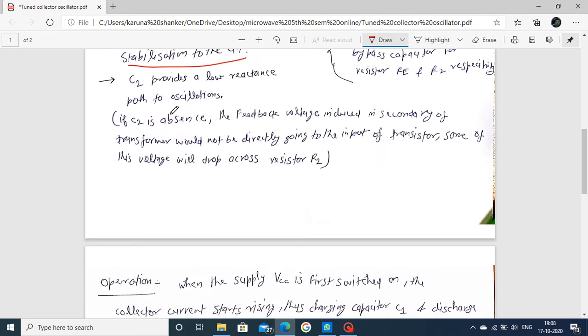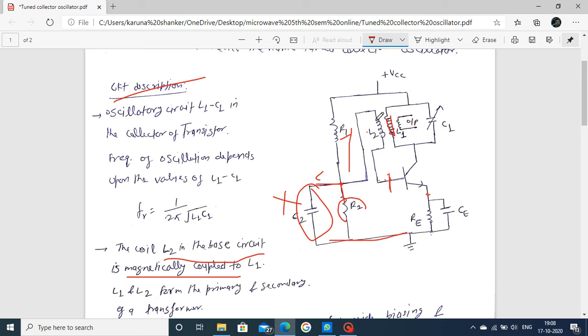C2 provides a low reactance path for oscillations. If C2 is absent, the feedback voltage induced in the secondary of the transformer, also called the induced voltage, would not go directly to the base-emitter terminal of the transistor. It would follow the other path, there would be a voltage drop, and it would not go directly to the transistor. The transistor amplifies the feedback voltage. This is the property of the capacitor C2.